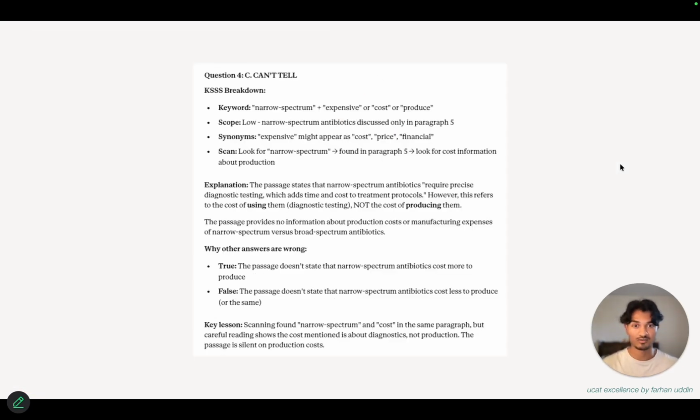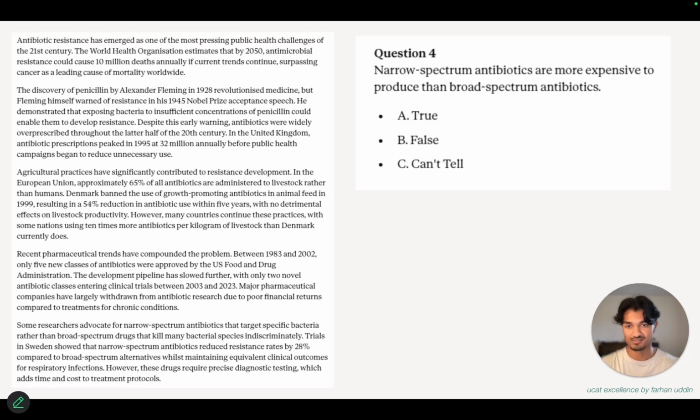And it all comes down to the context. In the rush of trying to get to the answer quicker and quicker, we forget to actually understand what the sentence is saying. Let's have a look at this again. The question is asking about they're more expensive to produce, to make, whereas this is saying, however, these drugs require precise testing, which adds time and cost to the treatment protocols. So when it's used in treatment, that's where it adds the cost, not necessarily in actually producing these things. Now, it doesn't tell us anything about the treatment protocol, so we can't make any deduction, which is why this ends up being a can't tell.